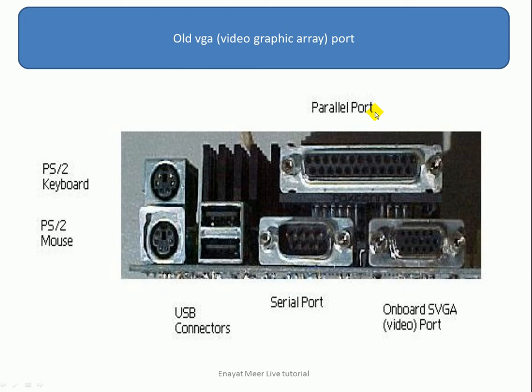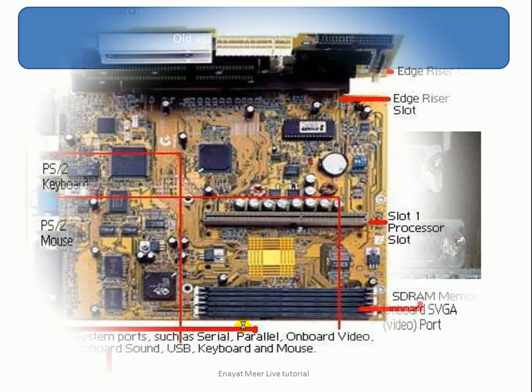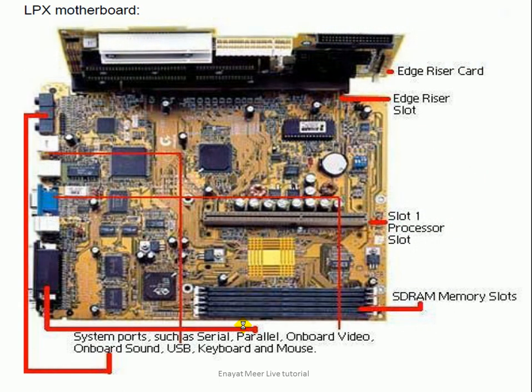So VGA is 15 pins and a blue color. Now this is an onboard built-in printer port, 25 pins parallel port, and then you have the PS2 keyboard and PS2 mouse again from the old motherboard, and you see a USB connector right over here too. And this is a motherboard from LPX, an old motherboard we had in the past. So I'm just going to show you a little bit of history of those motherboards, so you're supposed to know as a PC technician. And this motherboard is an LPX motherboard.